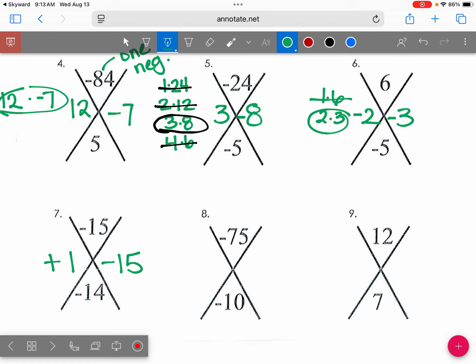For 75, hello? Oh, okay. I'm like, how long is it going to take to turn that off? All right, negative 75. What multiplies to give you negative 75?